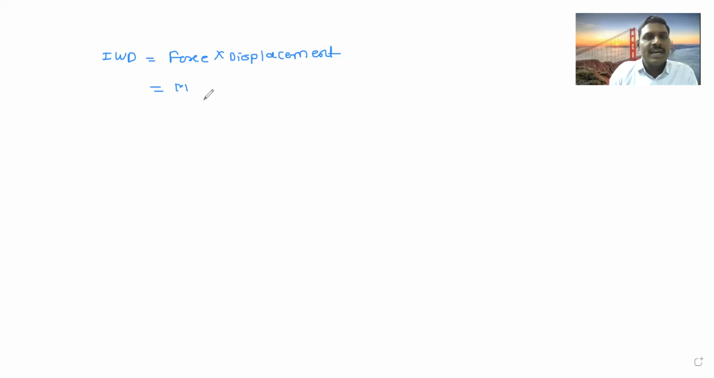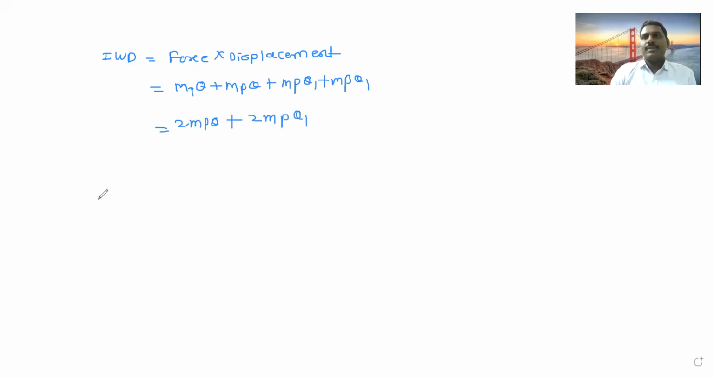Out of this 4 MP, how many are with theta and how many with theta 1? 2 with theta and 2 with theta 1. So MP into theta plus MP into theta plus MP into theta 1 plus MP into theta 1. So here 2 MP theta plus 2 MP theta 1. So this is the internal work done.